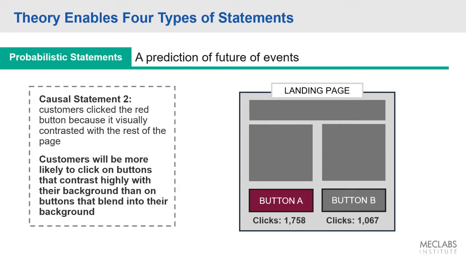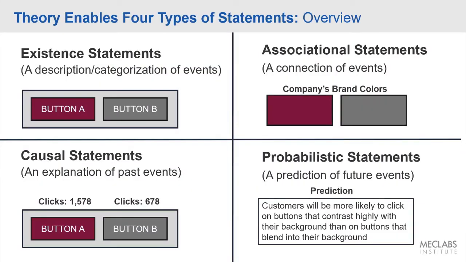So then, here's a causal statement. Customers clicked the red button because it visually contrasted with the rest of the page. And now we make a probabilistic statement. Customers will be more likely to click on buttons that contrast highly with their backgrounds than on buttons that blend into their background. True or not, we don't know. That's why we've run 20,000 experiments. We learn from testing. Now, if you think about the 4 of these together, there's existence statements, there's associational statements, causal statements, and probabilistic statements.